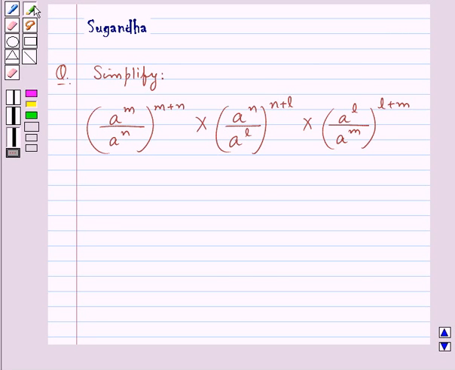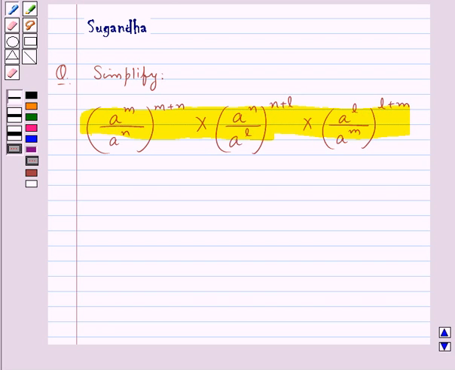In this session, we discuss the following question, which says: simplify (a^m / a^n)^(m+n) · (a^n / a^l)^(n+l) · (a^l / a^m)^(l+m).